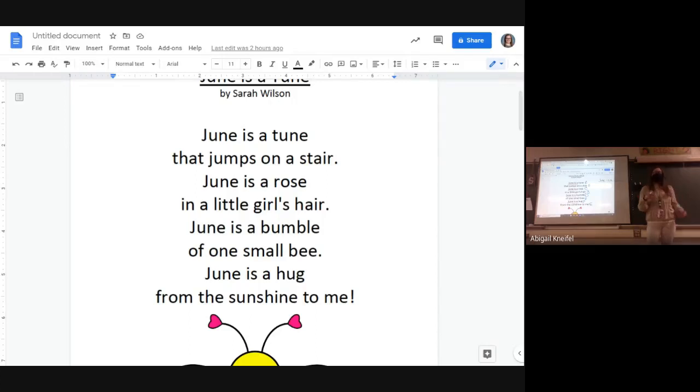Mia, June is a... Can you say the word again? Pool. June is a pool. Blank. So now we have to explain the pool. So remember, June, that jumps on the stair. Rose, that was in a girl's hair. Bumble on a small bee. Hug from the sunshine to me. So now we need to explain the pool. June is our repetition. We chose pool. Now we just got to explain the pool.